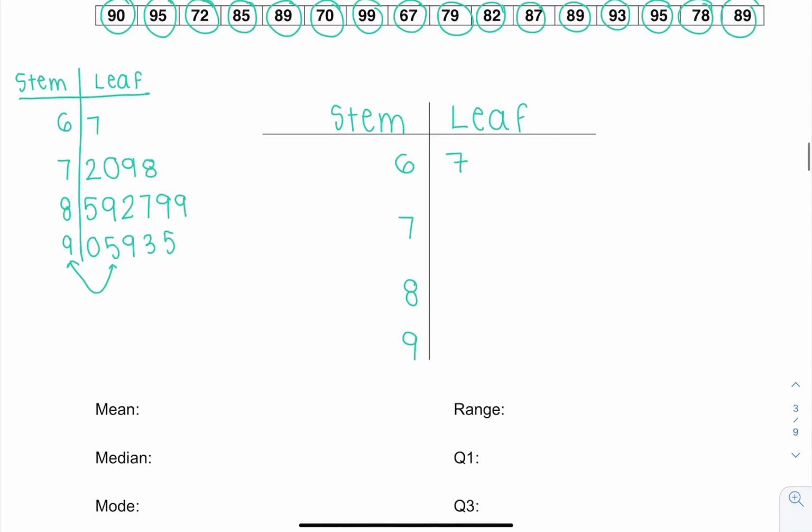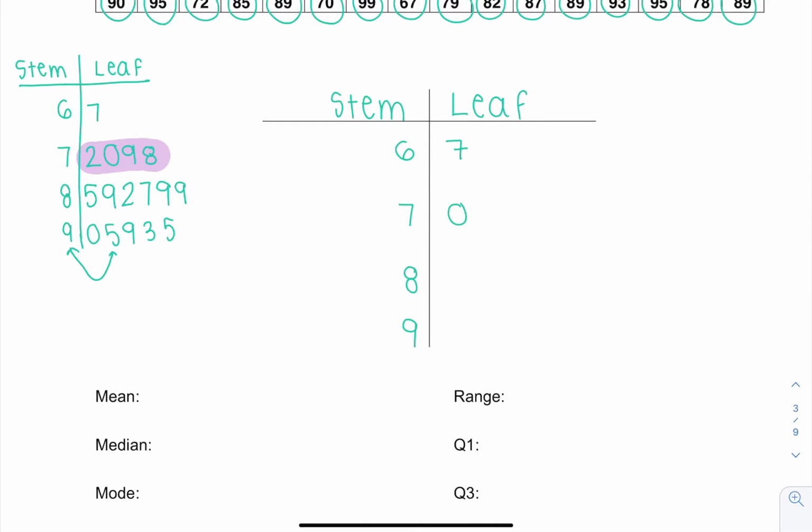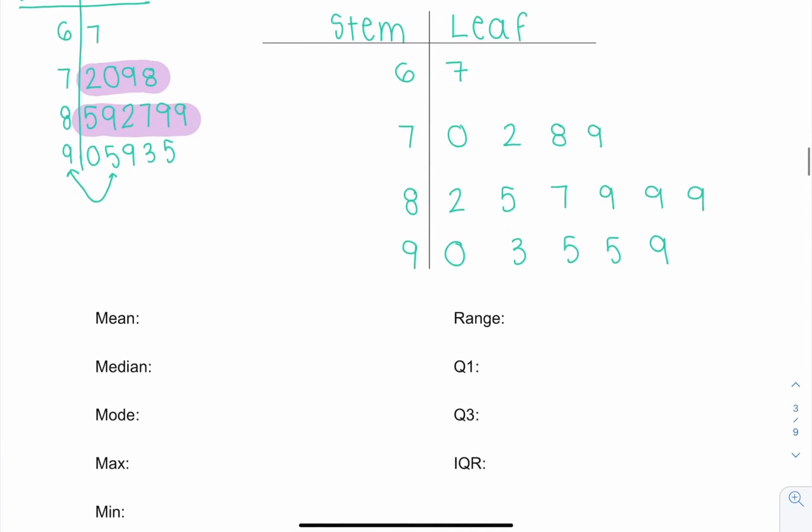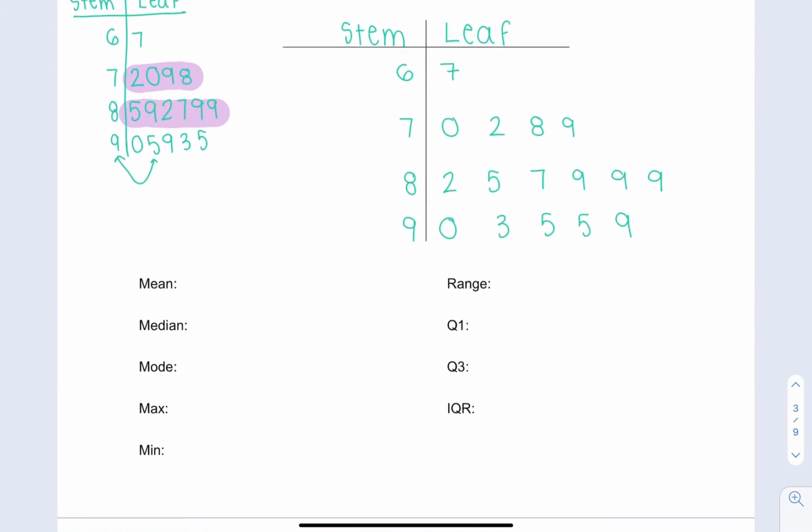Now I'm going to put these 4 numbers in order. So I'm going to write 0, 2, 8, 9. Then for the 80s row, I'm going to write 2, 5, 7, and then there's 3 89s. And last up is my 90s row. So I write 0, 3, 5, 5, and 9. So rather than displaying things in a table, I can display things as this stem and leaf plot.